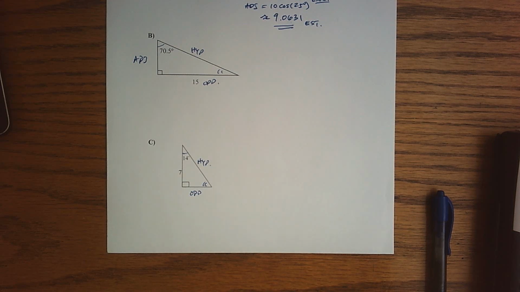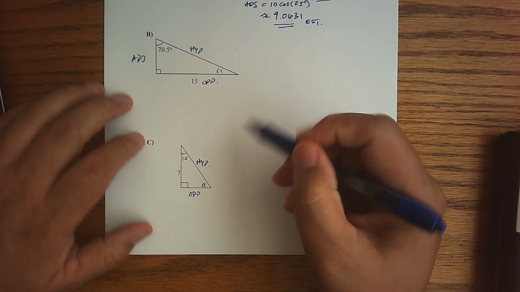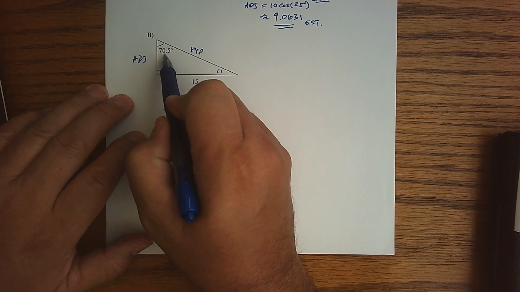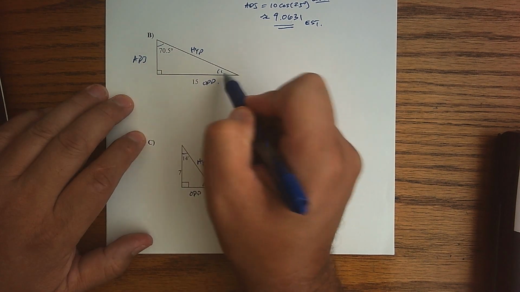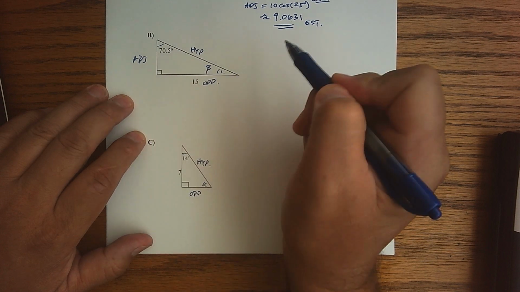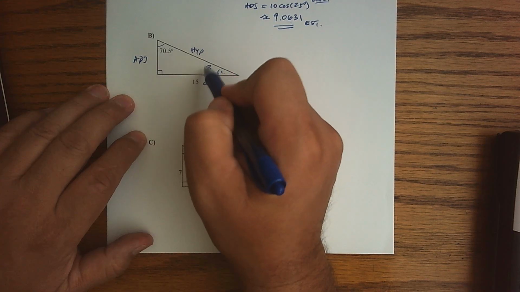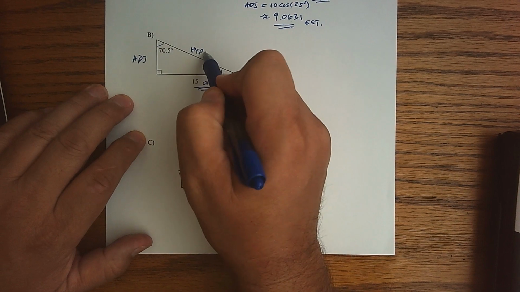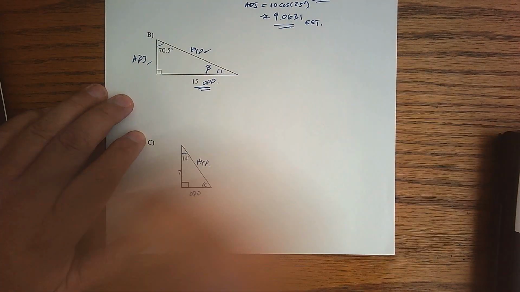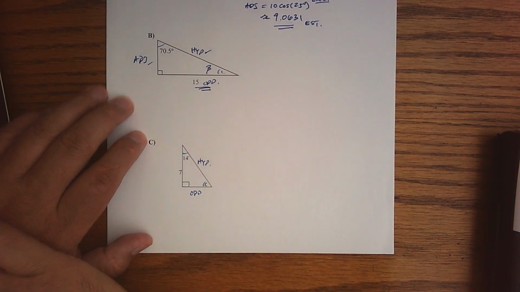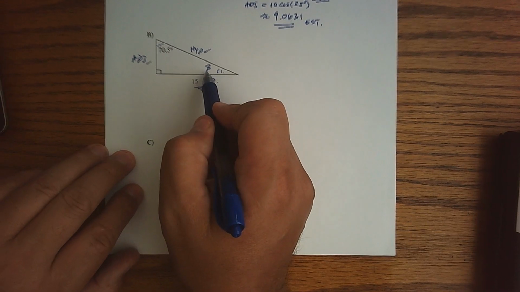Okay, so let's go ahead and wrap up the next two. Again, we're given a 70.5 degree angle. One of the angles I don't know is this one here, so how about I just call that beta. We're given the opposite, and it's the hypotenuse and the adjacent that we don't know. Those are the three things that we need to find. Again, I think beta is probably the easiest thing.